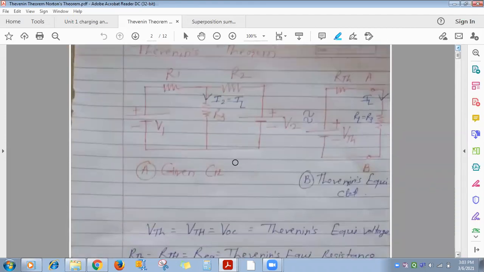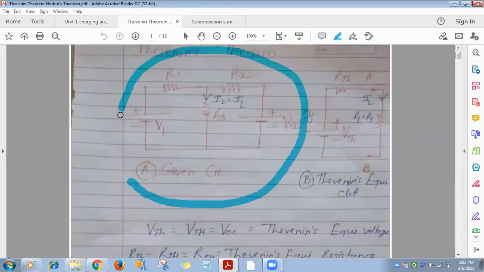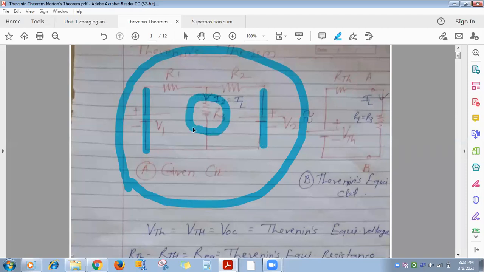In a given circuit, if voltage sources are there, make them short. If current sources are there, make them open. Remove load resistance and draw the circuit. In this circuit you will find voltage sources, so you have to make them short. Current source is not here in this circuit, but if it is given, then you will make it open. And whatever is the load resistance, that also you have to remove.